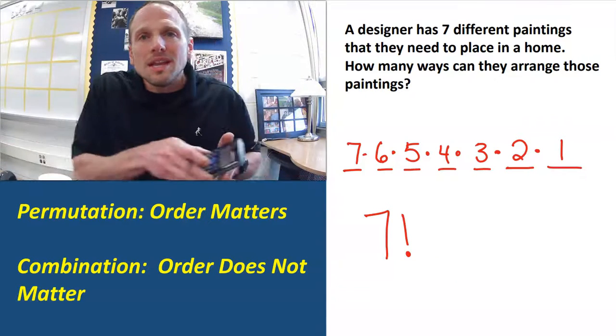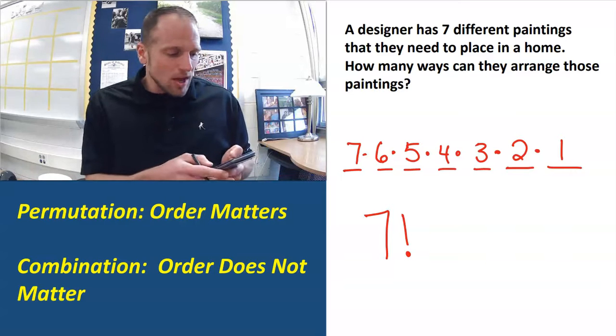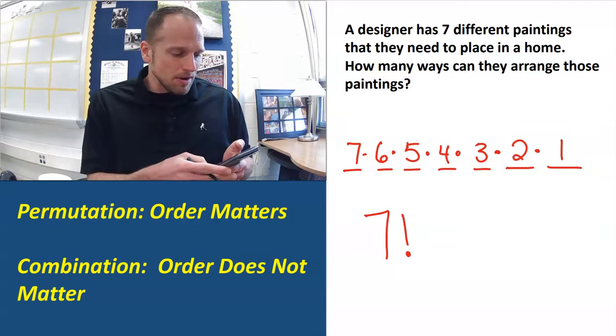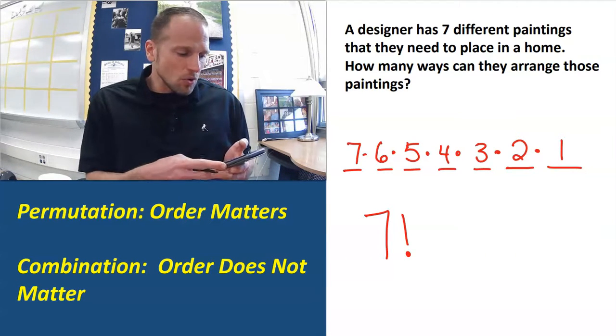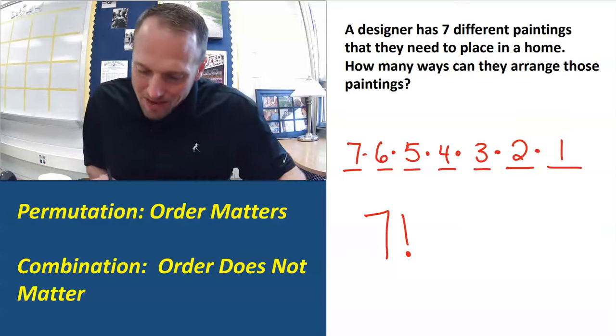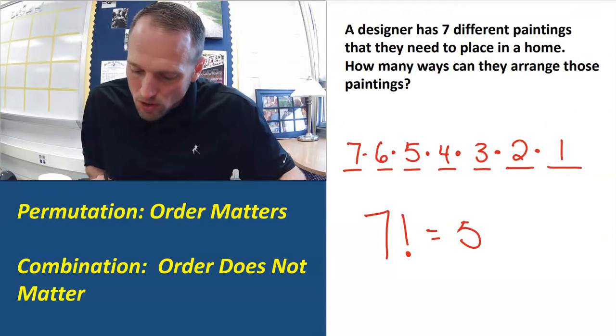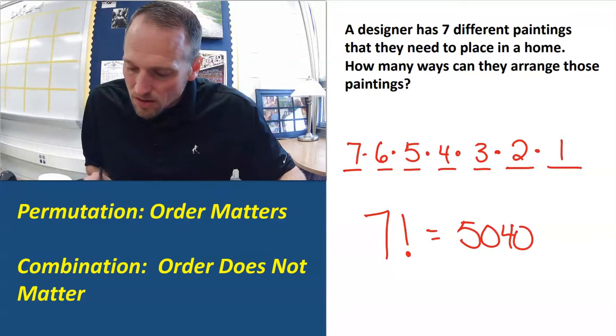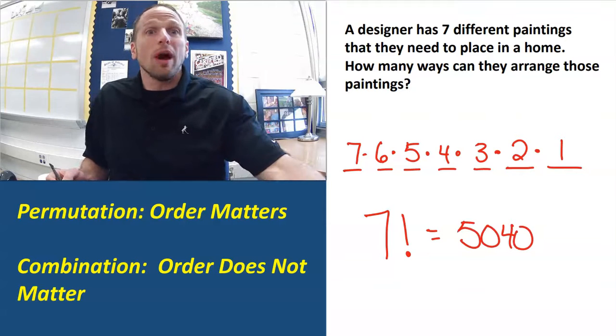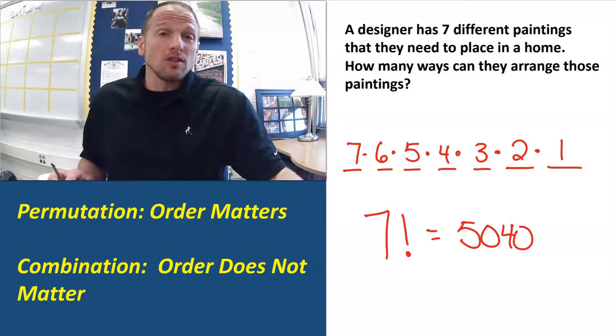So let's see what that is. How many different ways could this happen? So 7 factorial is going to be 5,040. Wow, that's a lot of different ways that we could arrange these paintings.